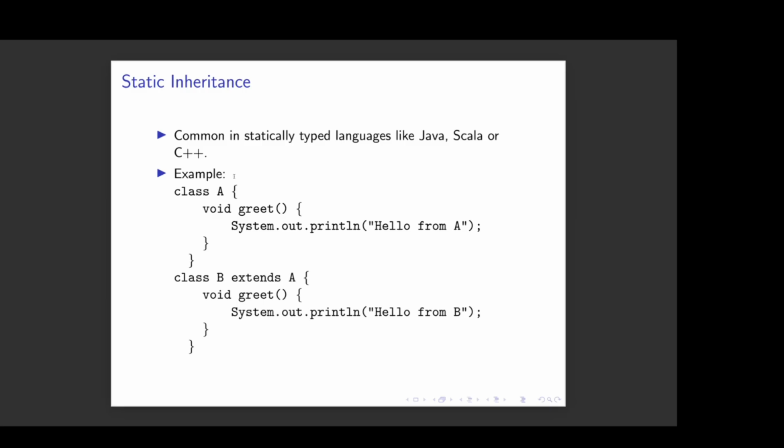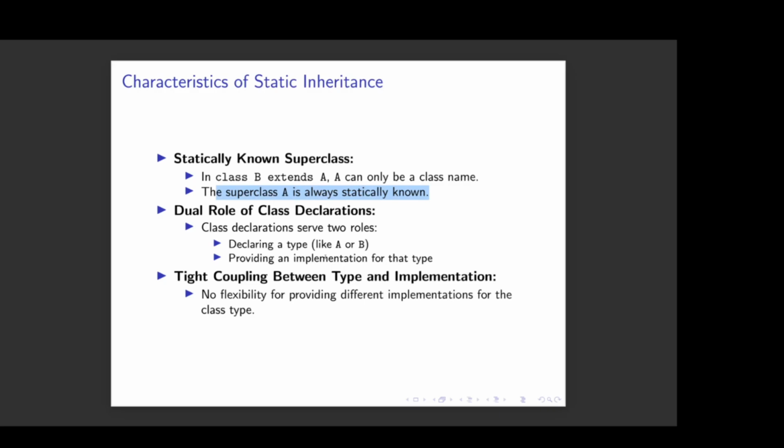But so this is just a summary. So essentially what happens here is that in static inheritance, we have a statically known superclass. As I just said, when we have this syntax, class B extends A, A can only be a class name. So this implies that A is always statically known.